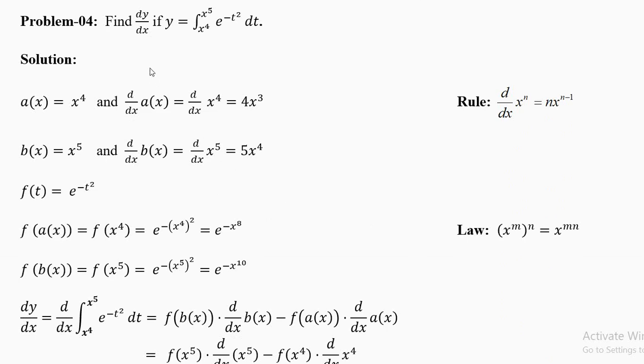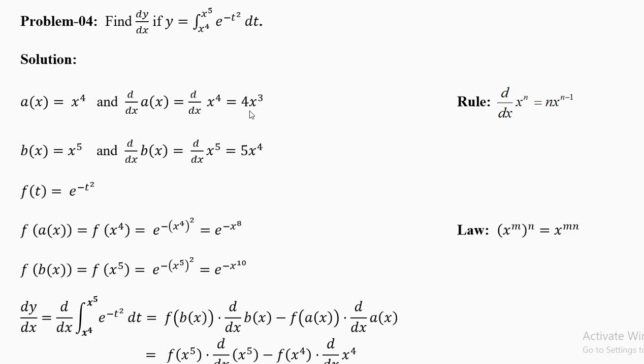Problem 4. Find dy by dx if y equals the integral from x power 4 to x power 5 of e power minus t square dt. Last time we had e power t, now we have e power minus t square. So your function is f equal to e power minus t square. A equals x power 4, b equals x power 5.